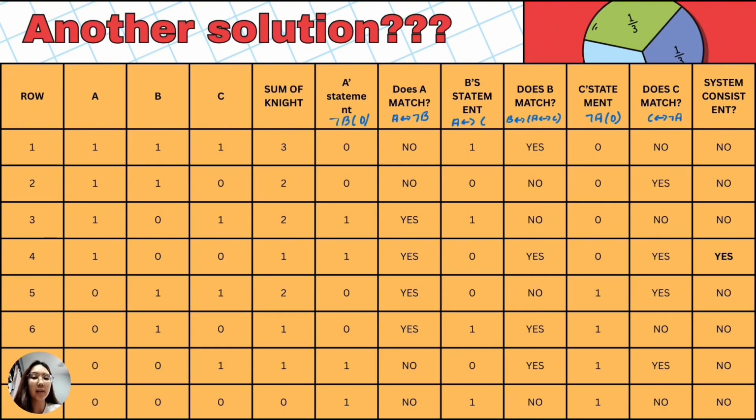And we also have to look at A's statement. So A says that B is the knave, which is B is not a knight. So B is equal to 0. So we compare A's statement with the column B. For example, row 1. B is 1. Is this the same as A's statement, which is B is 0? No, they are not the same. So this statement is wrong, so we put 0 for it. For example, row 3. B is 0. Is it the same as A's statement, which is B is 0? Yes, they are the same. So we put 1 for it.